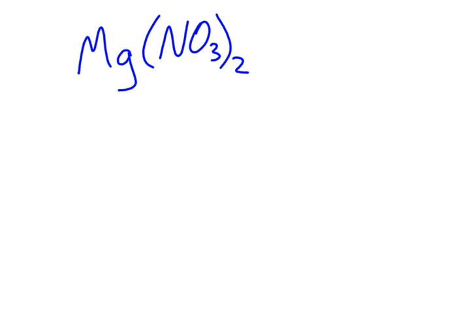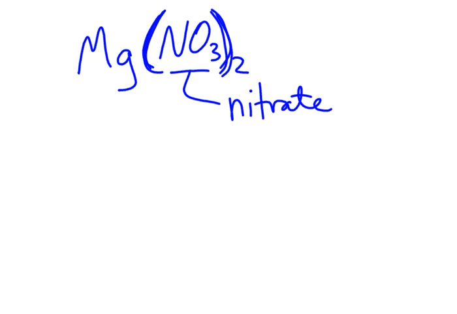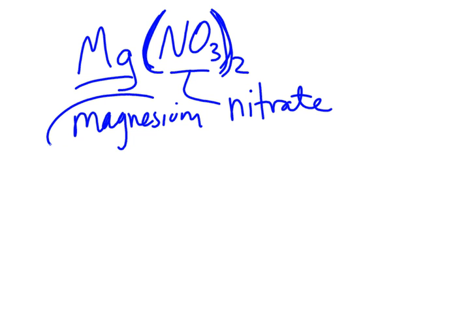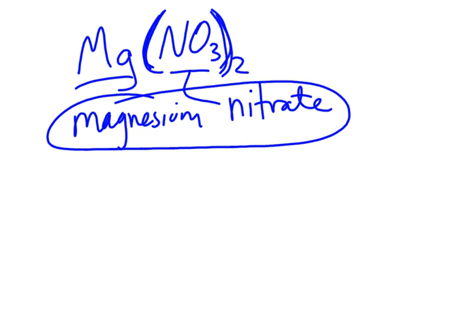Okay, try that one out. So hopefully we see that because this is in a parenthesis, we know that this is a polyatomic ion. That is the nitrate ion. This is magnesium. Okay, so real simple. That compound is magnesium nitrate.